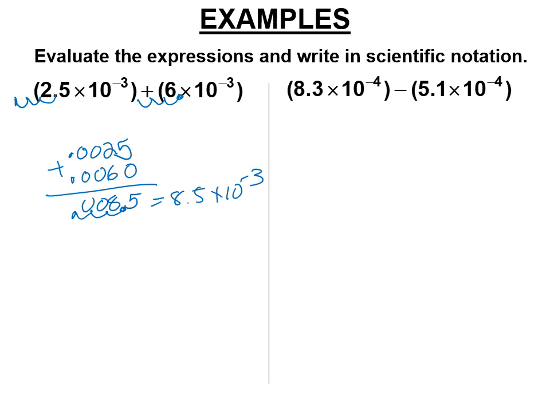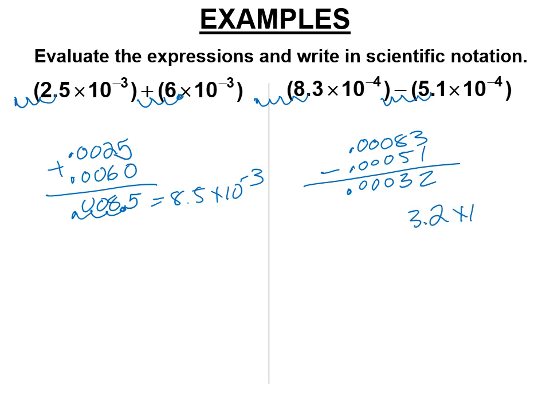All right, subtraction. So we're going to go 1, 2, 3, 4. So there are 3 zeros. And then 1, 2, 3, 4, 0.00051, and you get 0.00032. Move the decimal, so it's 3.2 times 10 to the negative fourth. And the shortcut would have worked on both of these, right? As long as you get scientific notation there, you're fine.